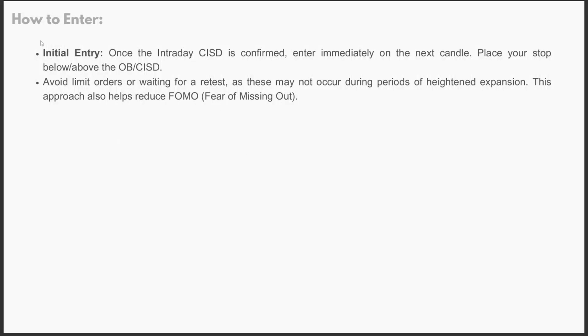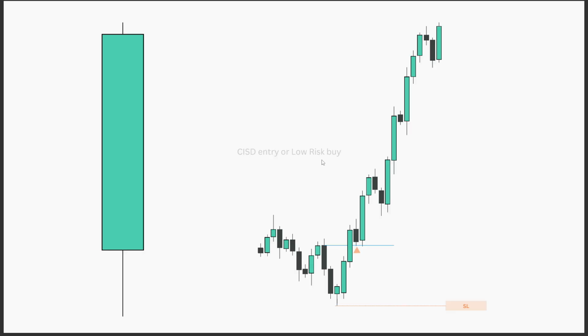Now how to enter. So the initial entry will be the change in state of delivery entry. We would avoid the limit entries or the limit orders because in exaggerated expansion we would not get filled, and this will also trigger the fear of missing out or FOMO. The first is the low risk buy or the change in state of delivery entry.